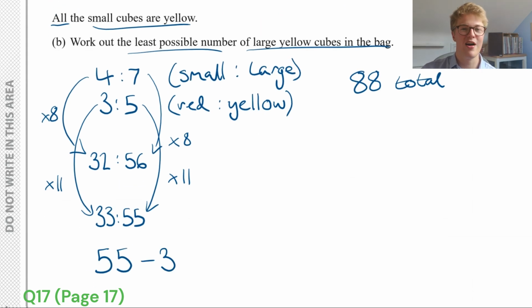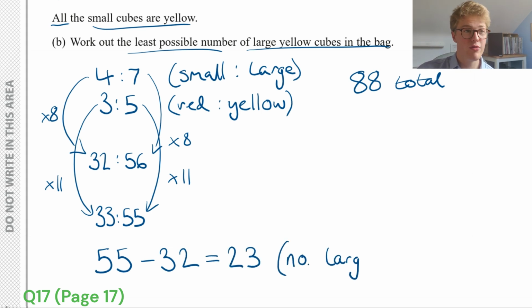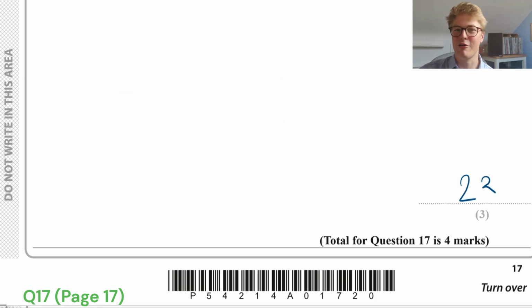Therefore, we know there's 55 yellow cubes and 32 small cubes. We're told that all of the small cubes are yellow, so there's going to be some large yellow cubes left over. So we do 55 minus 32 to get 23, which is the number of large yellow cubes. So 23 is our answer.